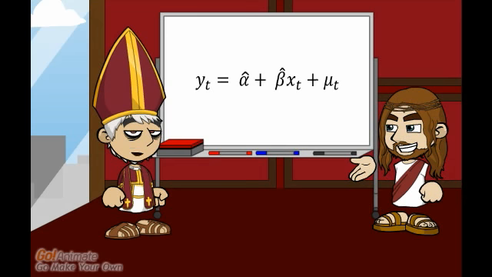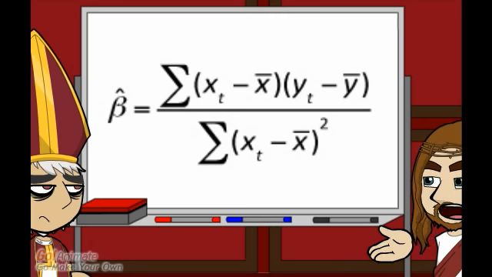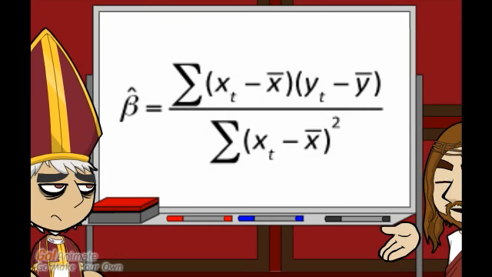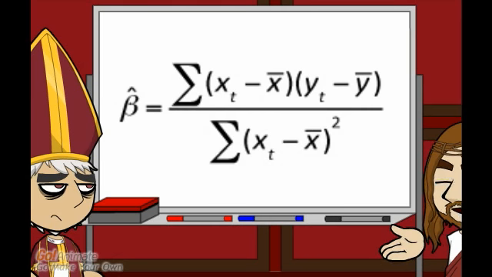So how do we calculate alpha hat and beta hat? Shown on the board is the equation of beta hat. But don't look so worried, Pope. It's not as complicated as it looks. Beta hat equals the covariance between x and y, divided by the variance of x.